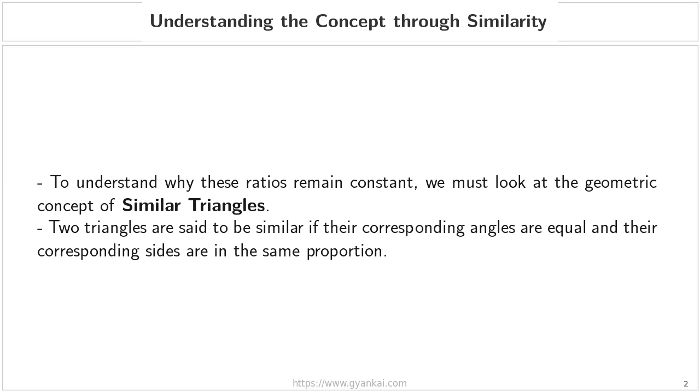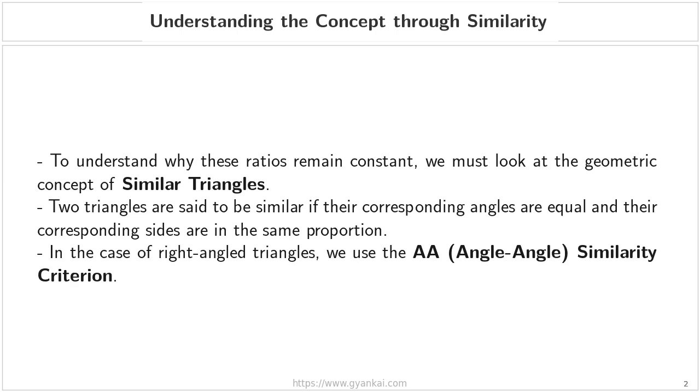Two triangles are mathematically similar if they meet two specific conditions. First, their corresponding angles must be exactly equal, and second, their corresponding sides must be in the same proportion. Think of it like a photograph. If you enlarge a photo, the objects in it look bigger, but their proportions and shapes remain unchanged. When we are working specifically with right-angled triangles, as we have been in our previous lessons, we don't actually need to check every single angle or side.